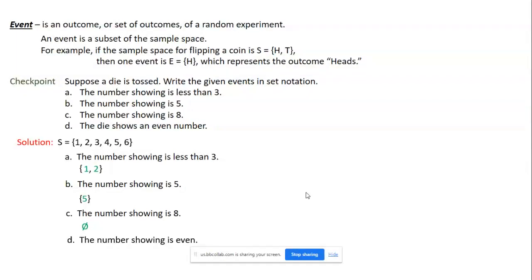And then D, the number showing is even. Okay, so we're looking at the even numbers. Again, those even numbers would be just 2, 4, and 6. Right. Again, if you have any questions, please let me know, or if I need to slow down, please feel free to just unmute yourself and go ahead and ask me.